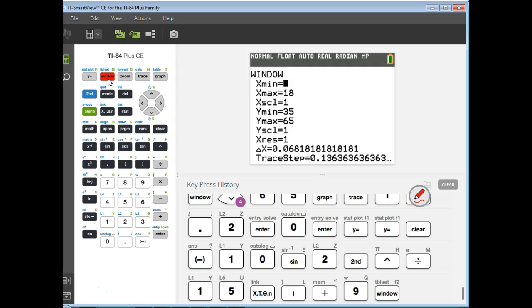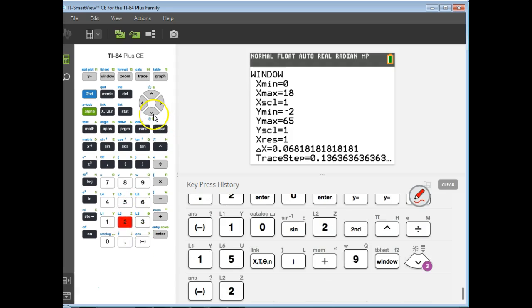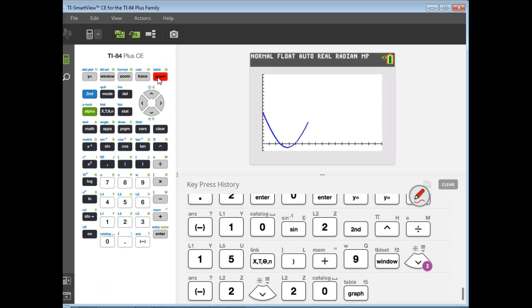And then I'm going to investigate the questions a little bit. They want to know the depth at 2 minutes, 4 minutes, and 12 minutes. So I'm actually just going to leave my x's as they were. But for the y's, let's change those up. I'm going to go like -2 to 20. Well, that's beautiful.